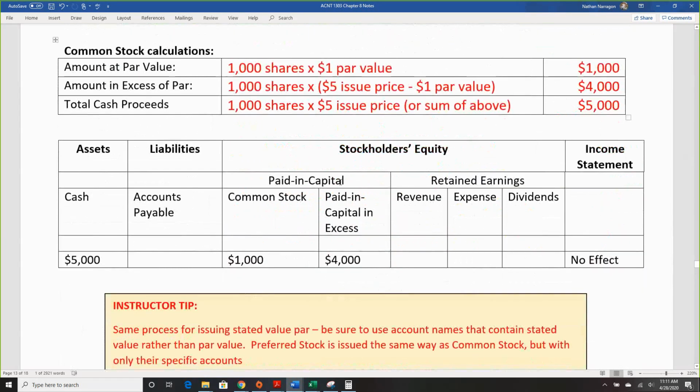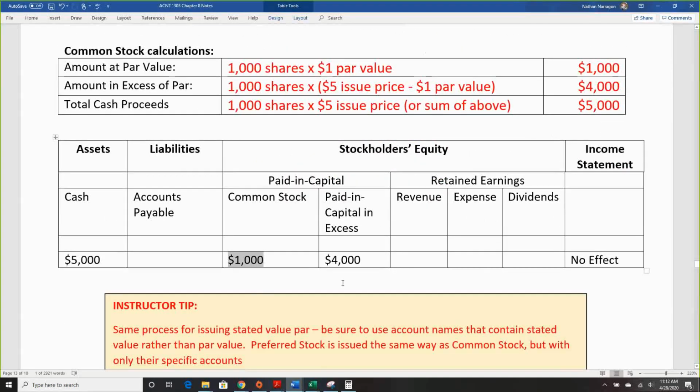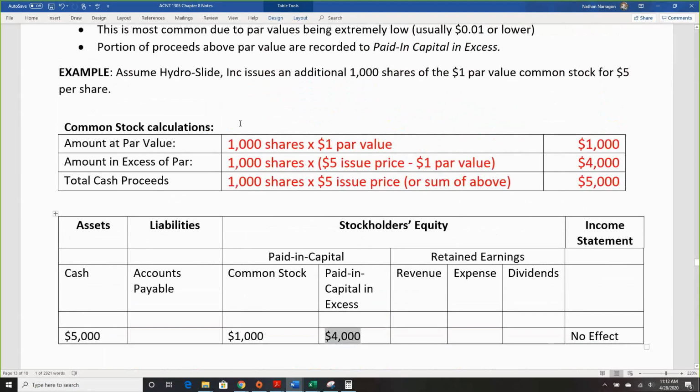So when we look at tabular, this means cash will have that $5,000 increase. Common stock is its par value, so 1,000, and paid in excess will have that $4,000. Again, if you use this chart, it makes life a lot easier, okay, because it's already pieced out. Then all you have to do is insert the numbers in the right account. Again, it double checks to make sure you're doing your math correctly.